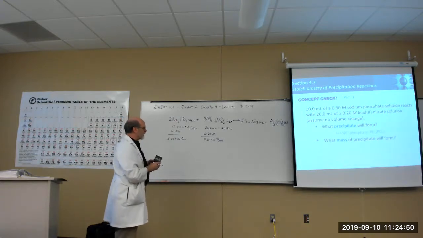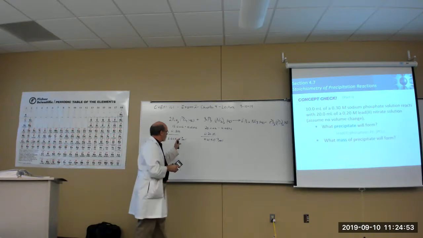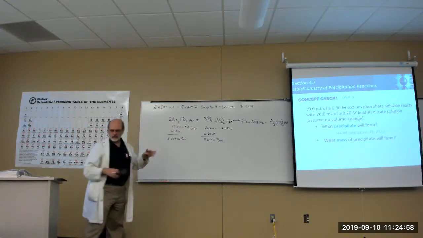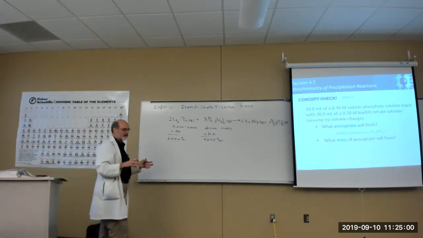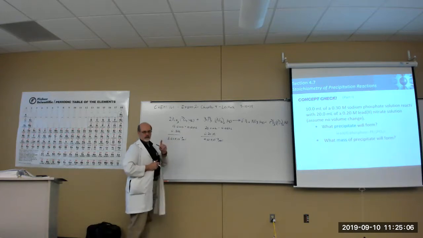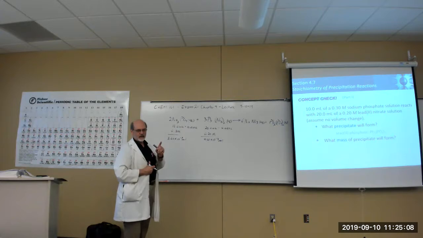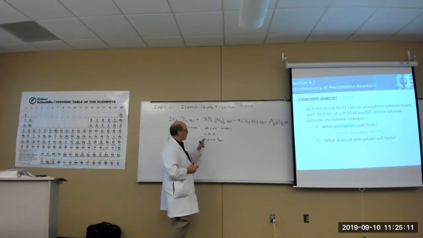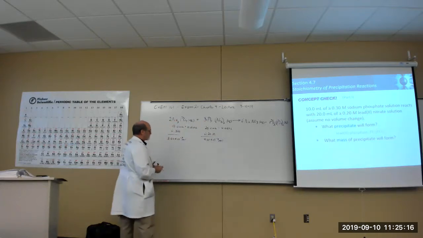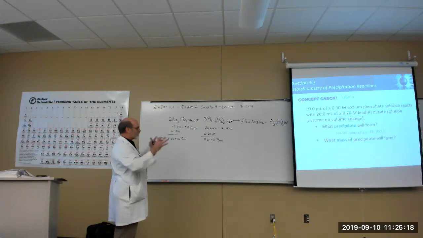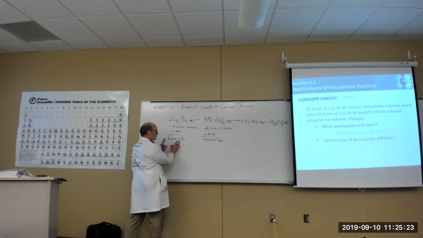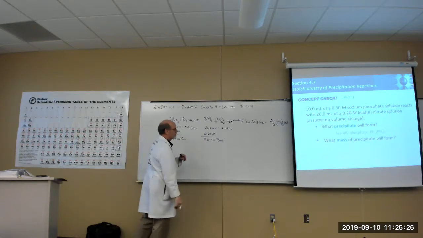So the next thing we have to do is find out if you're given a definite amount of each reactant, you can assume 99% of the time, unless it's a theoretical problem, that one of them is going to run out first. That's the limiting one. And that one tells you how much of the product is available or will be produced. So how do we do that? Well, we assume that all of this one reacts and produces lead-3 phosphate.